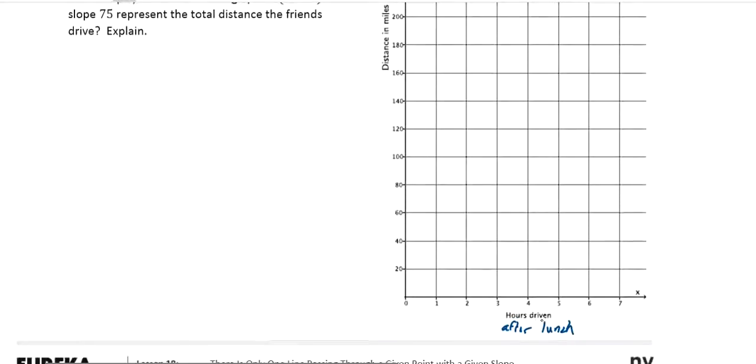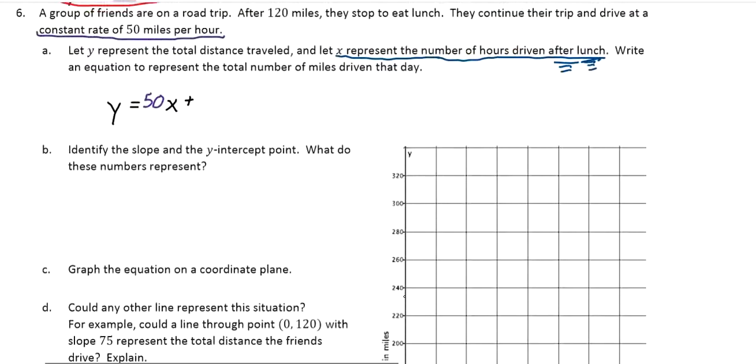So right here, hours driven after lunch, how many miles have they driven starting immediately after lunch? They've already driven 120 miles. So 120 is our beginning amount. Because again, we're starting this graph after lunch, and they've already driven 120 miles. So we'll just put our plus 120 there.